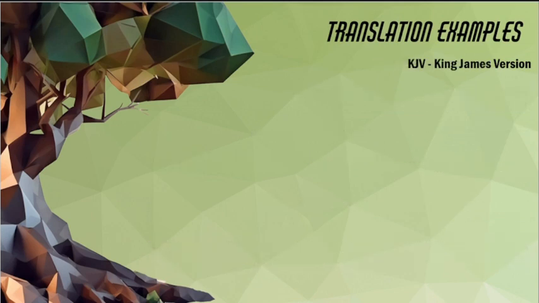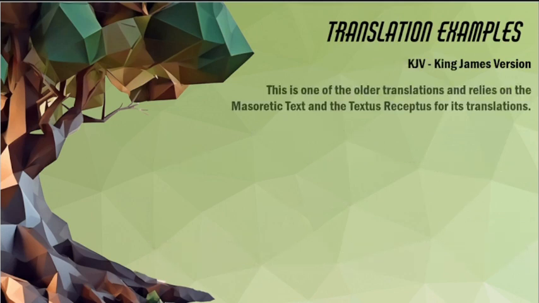Now we have the KJV, the King James Version. This is one of the older translations, and it relies on the Masoretic text and the Textus Receptus for its translations. It's something that's going to rely on these two. The Textus Receptus, as we talked about, was done by Erasmus.